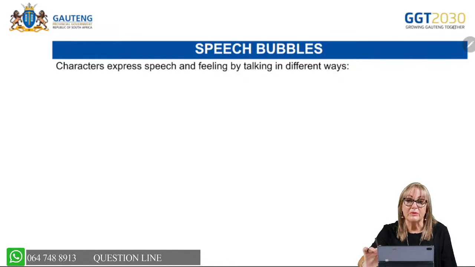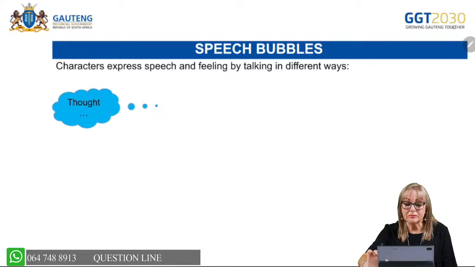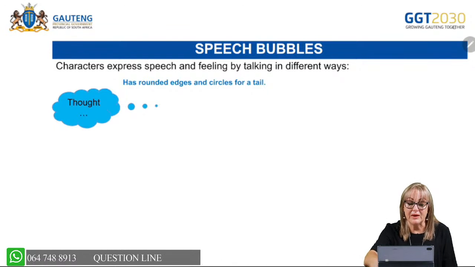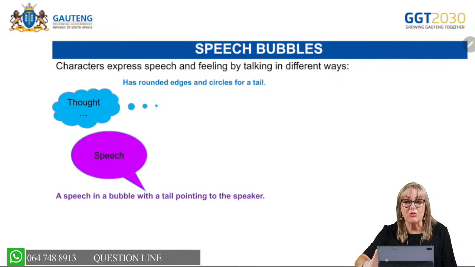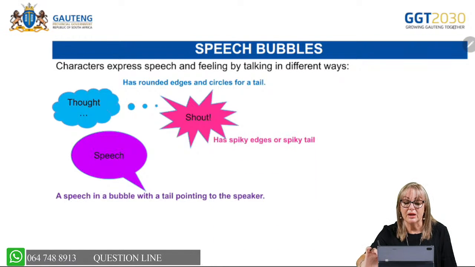Now, in cartoons, how do we see that people are talking? There are speech bubbles. You get thought bubbles. It has rounded edges and circles for a tail. If you see that one, you know the person is thinking. Speech is a bubble with a tail pointing to the speaker. Shouting has spiky edges or a spiky tail. And if you see the dotted lines, that refers to a whisper.